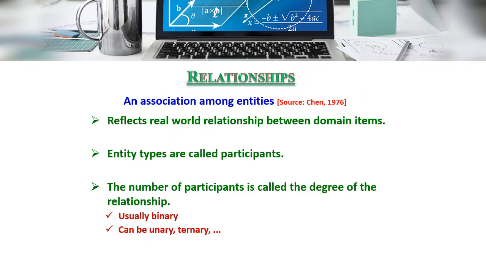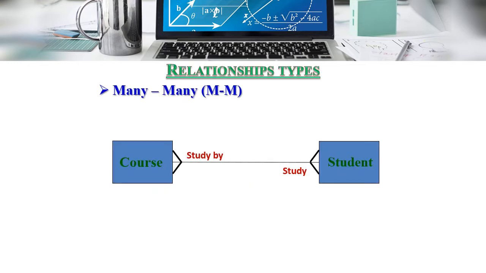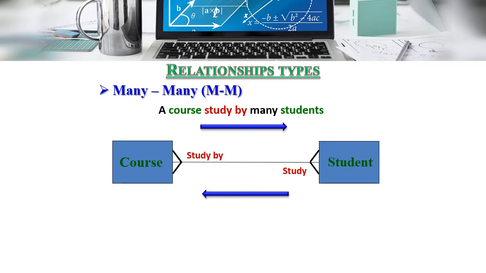Relationships: an association among entities, reflecting real-world relationships between domain items. Entity types are called participants. The number of participants is called the degree of the relationship. Usually binary, but can be unary or ternary. Relationship types: many-to-many. A course is studied by many students. A student studies many courses.